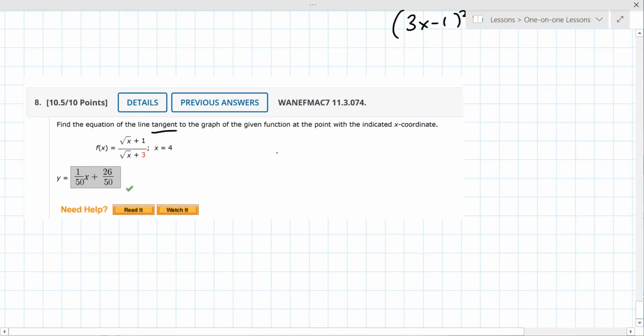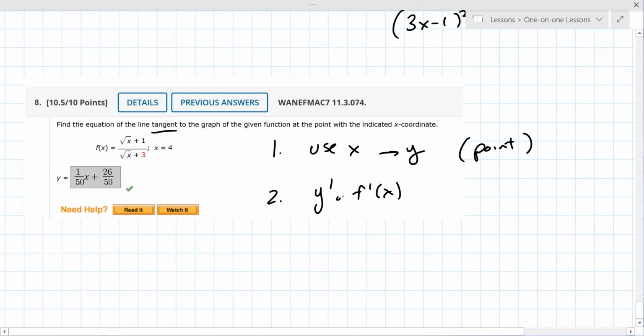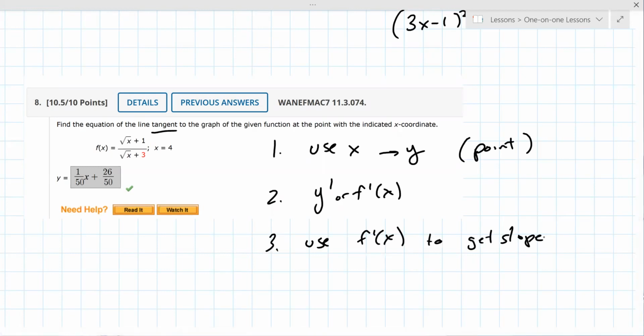So the tangent line, there's two steps here. The first one is you have to use x to get y because you need a point. The second step is you need to get y prime or f prime of x, and then three is you use f prime of x to get the slope. And if you can see it visually as three steps or four steps, whatever you want to do as your recipe, it really isn't that bad.